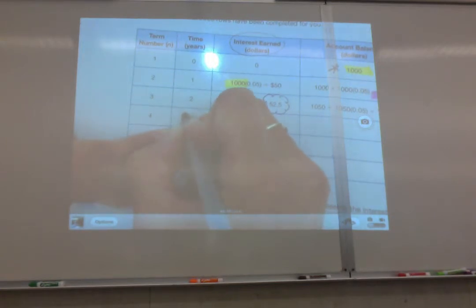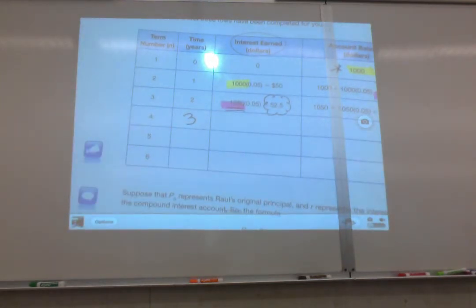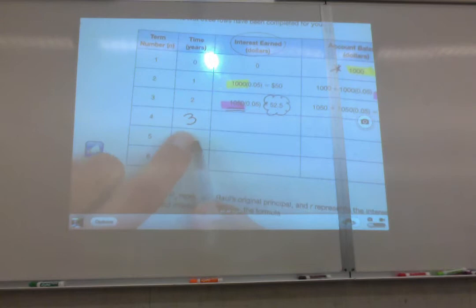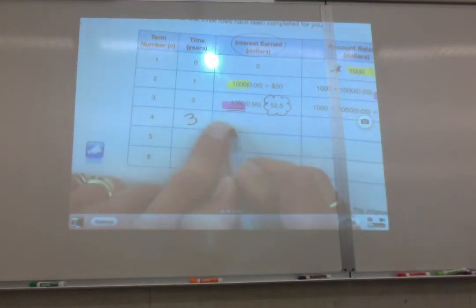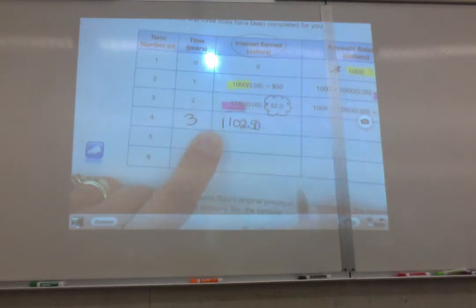Year 3. Put a 3 right here for time. Andy, your head needs to face this way. Sam, did you write a 3 in your table? I did. Okay, now, I'm not going to put 1,000. I'm not going to put 1,050. Raise your hand if you know what I'm going to put. Imogen. 1,102.50. Where'd she get that from?